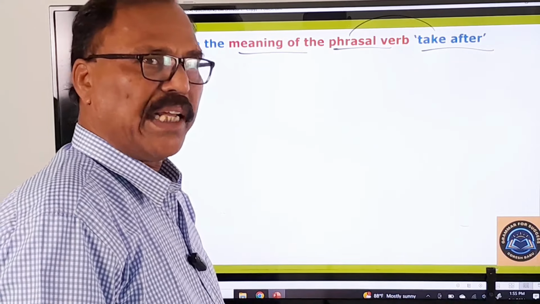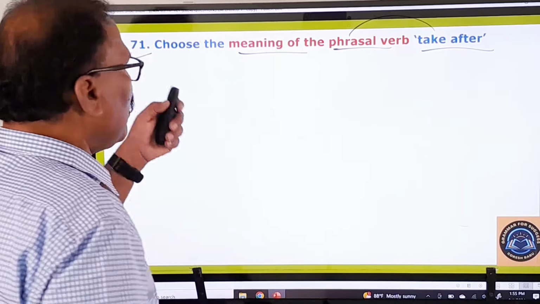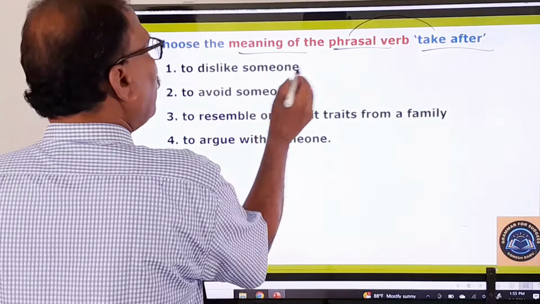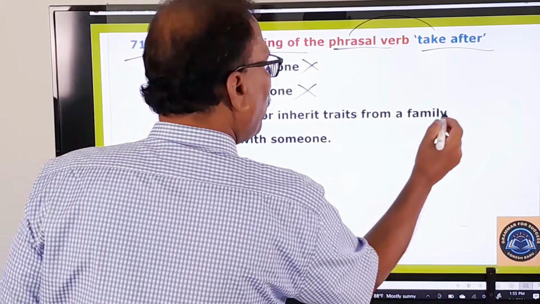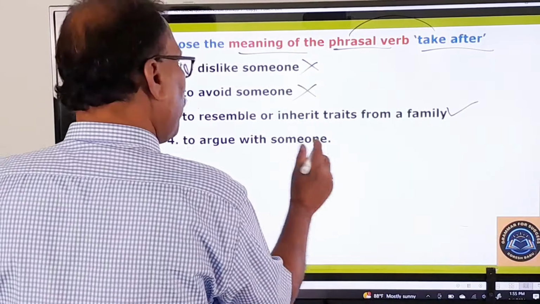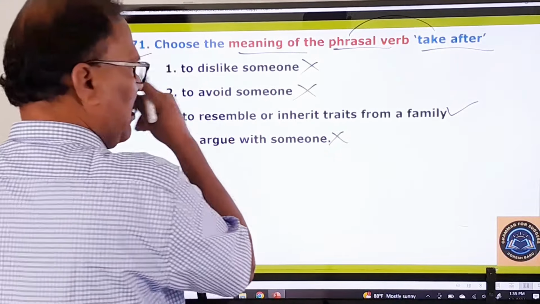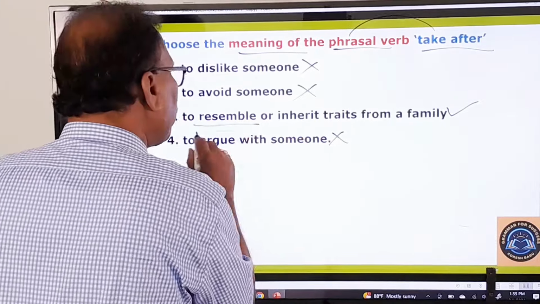What is meant by take after? It's a very beautiful phrasal verb. Let us look at the options given here. What are the options given? To dislike someone? No. To avoid someone? No. To resemble or inherit traits from a family? Yes. To argue with someone? No. So the first one, second one, fourth one are wrong. It conveys only this meaning.